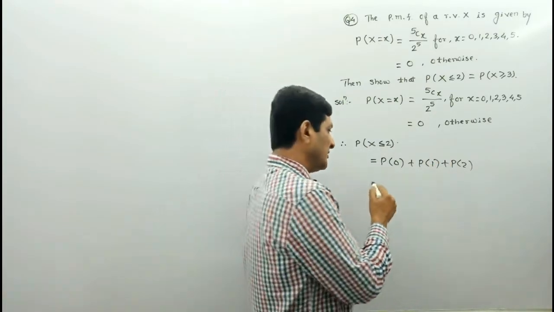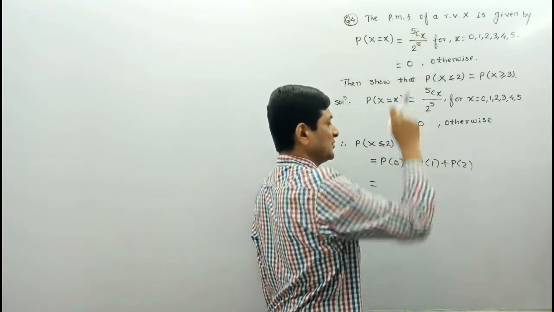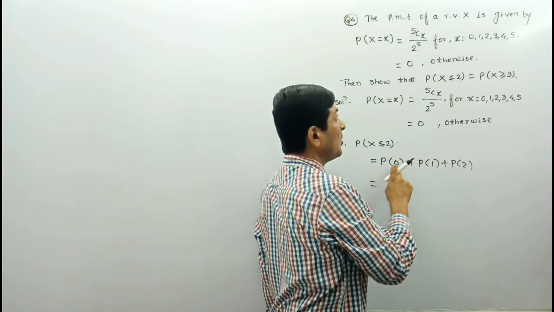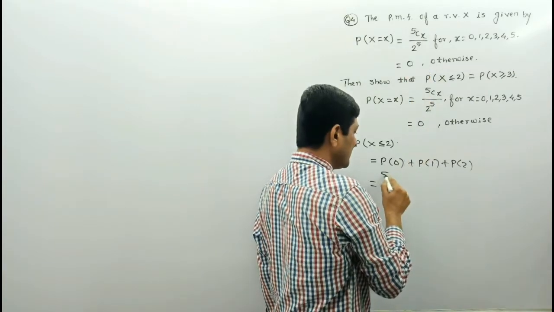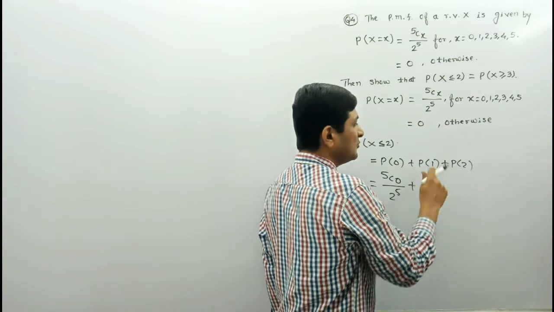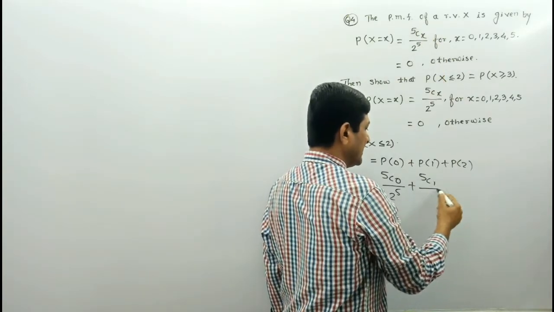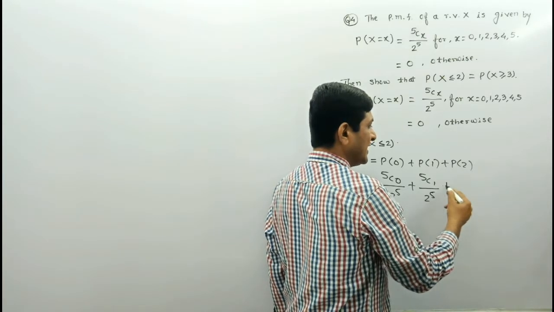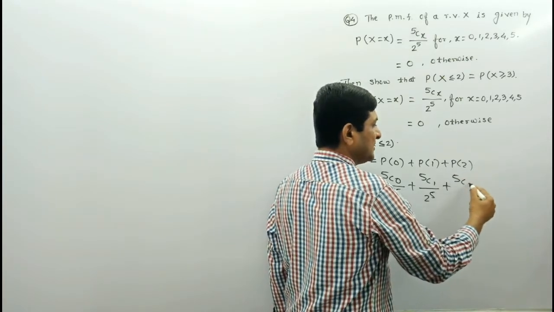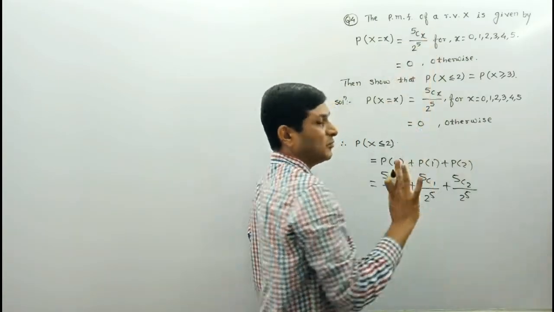So this is equal to, now the value of P of x is already given. So we simply have to replace x by 0. So what we get here is 5c0 divided by 2 raised to power 5. Now we have to replace x by 1. So here we will get 5c1 divided by 2 raised to power 5, and here 5c2 divided by 2 raised to power 5. We have simply replaced x by 2.